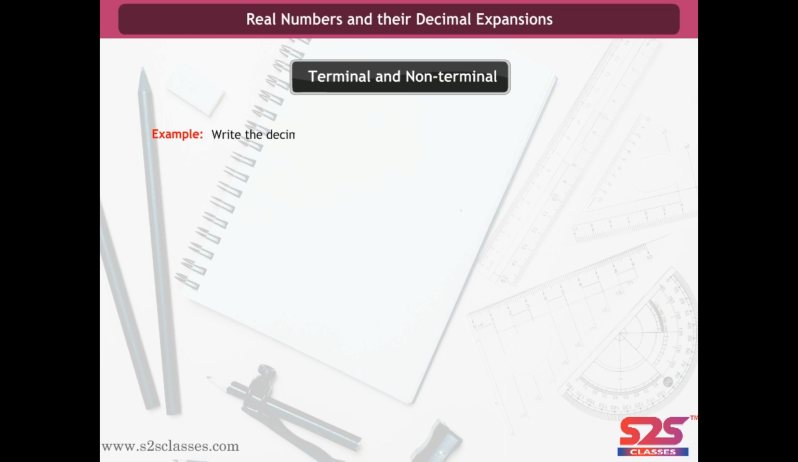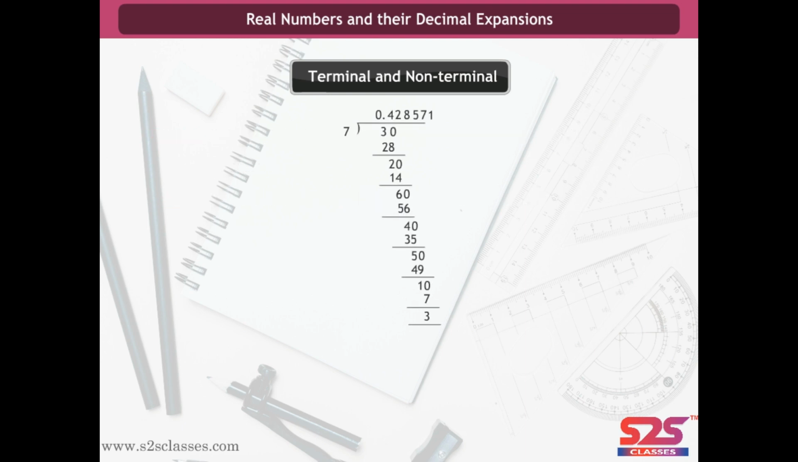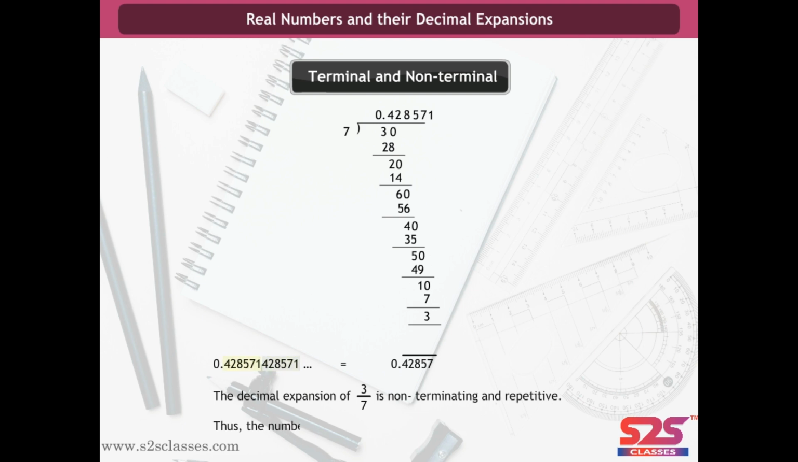Example: write the decimal expansion of 3 by 7 and find whether the number is rational or irrational. Solution: the decimal expansion of 3 by 7 using the long division method as shown is 0.428571, 428571 and so on, which is equal to 0.428571 bar. Hence the decimal expansion of 3 by 7 is non-terminating and repetitive. Thus the number 3 by 7 is rational.